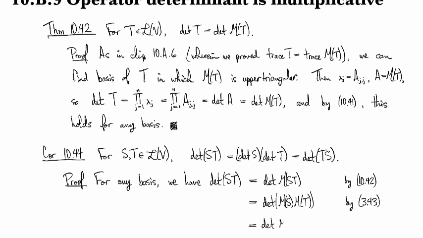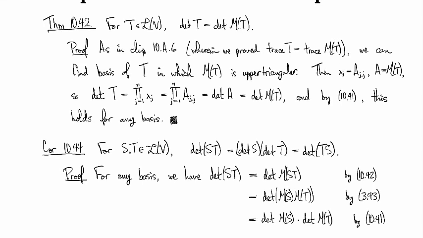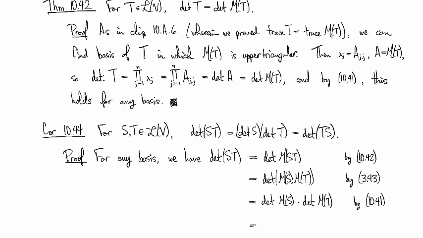So now that we've got everything converted back into matrices, we can talk about this as the determinant of M(S) times the determinant of the matrix of T. And so that's by 10.41 that we just proved in the previous clip. And then we can go back again to operators using the result that we just had to get determinant S times determinant T. And so that's by 10.42. And that gives it to us. For the latter equality, of course, you just repeat the argument with the positions of T and S interchanged, because determinant of T times determinant of S is definitely equal to determinant of S times determinant of T by commutativity of standard numerical multiplication.